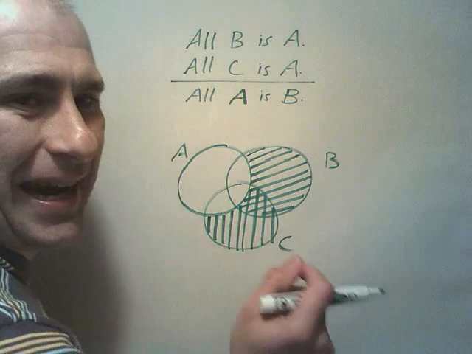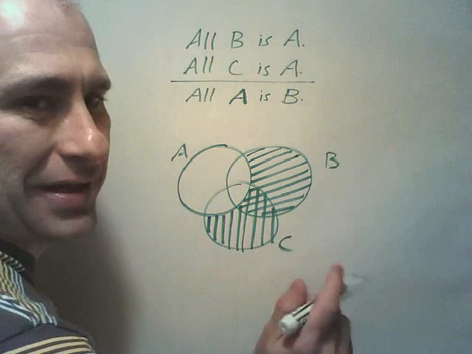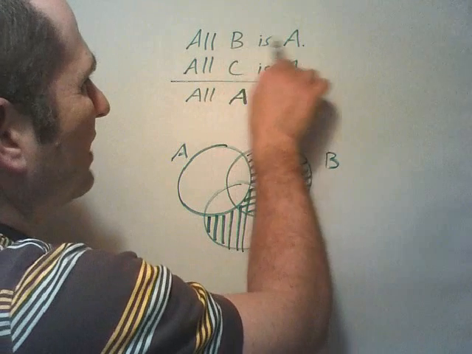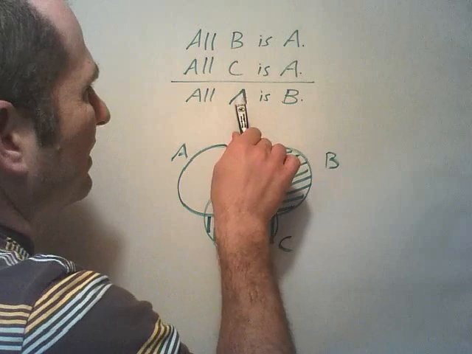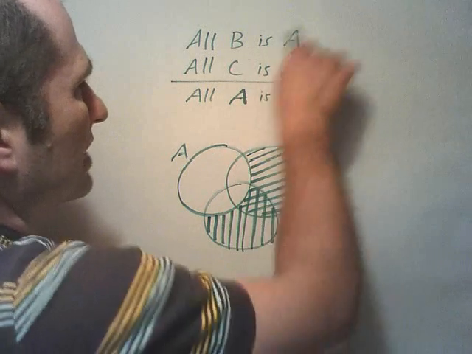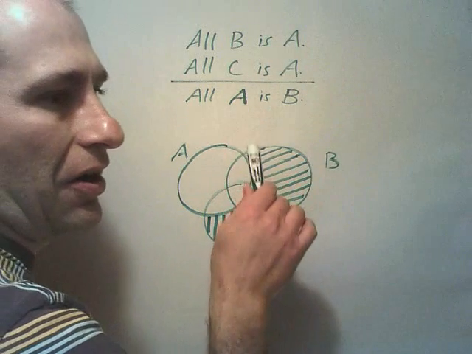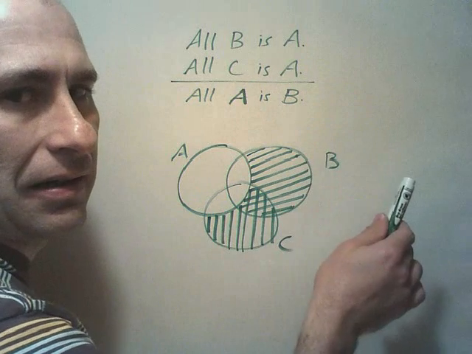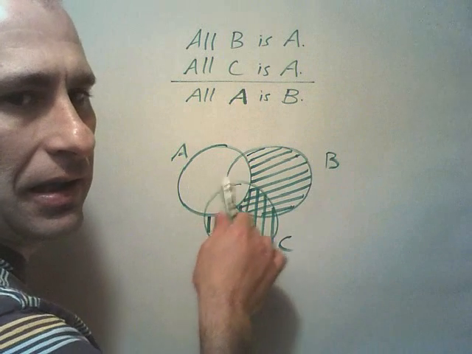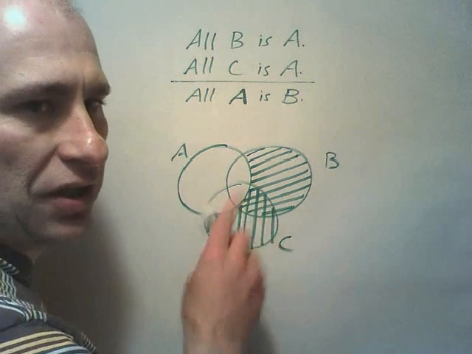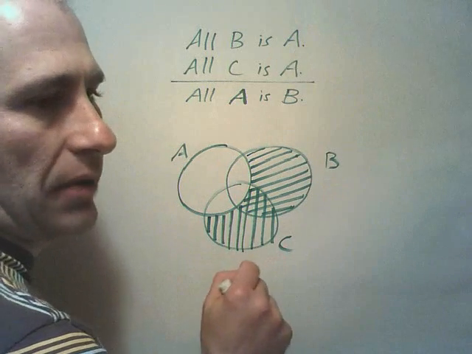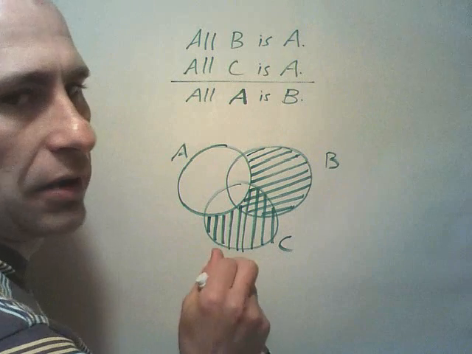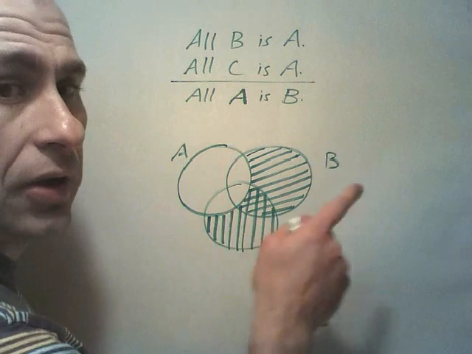And if you remember immediate inference, from all A is B, you can't say as a conclusion that all B is A. You can't flip them like that. So that should have been a clue right away, when the minor premise didn't flip it like that, that this wouldn't be valid. But let me show you how it would be valid.